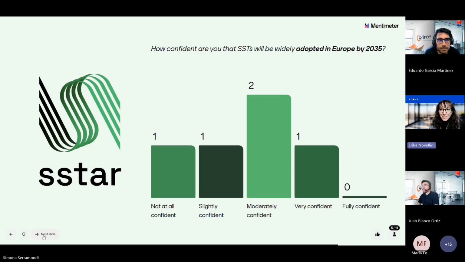So do you see any chance in 10 years, Maria, or Eduardo, I don't know who wants to answer? Do you see any chance for the adoption of solid-state transformers in 10 years, or do you think we will need more time? Sure, yes, sure, okay. But not everywhere. Like in very specific applications, you cannot replace everything.